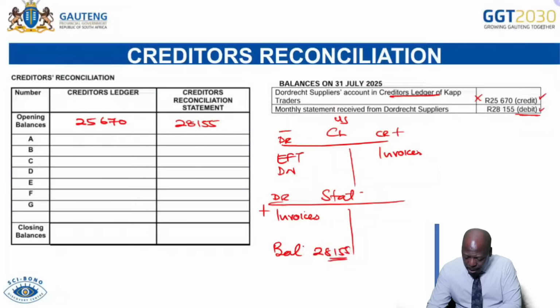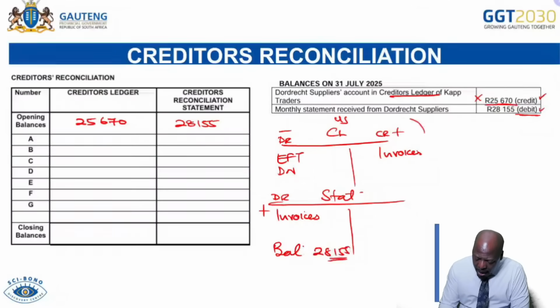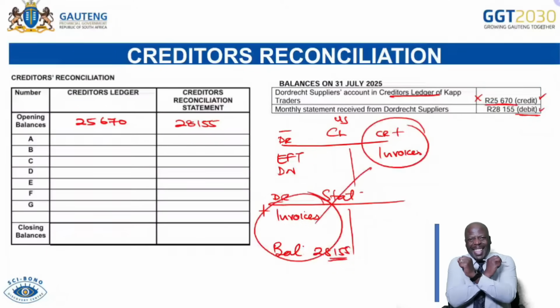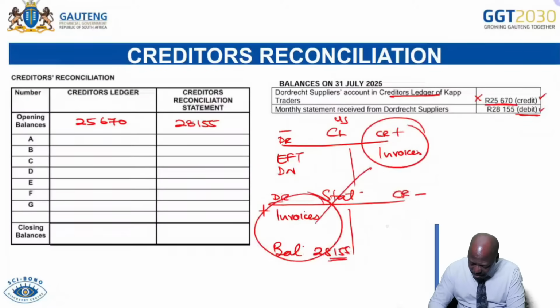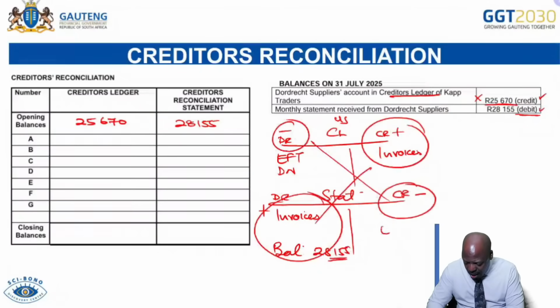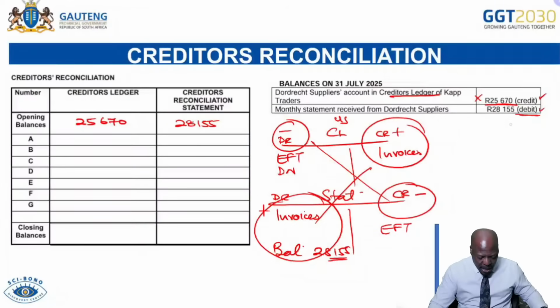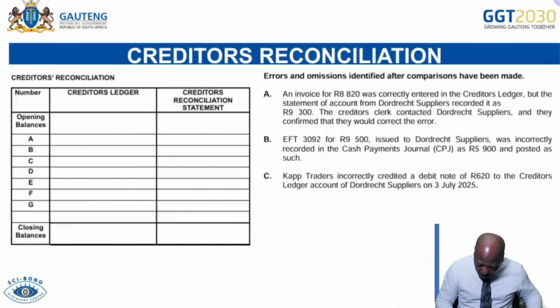The same as that balance of 25,670 means we owe them. So don't let the debit confuse you, because remember, it works more like you understand. And then we come here and we say on the credit side, it's a minus there. So your EFTs are going to be there as well as your debit notes, which they may indicate as credit notes. Okay, so let's see how we can do this. But I wanted you to understand that this 28,155 is simply the same. It means we owe them. Okay, let's go on now.